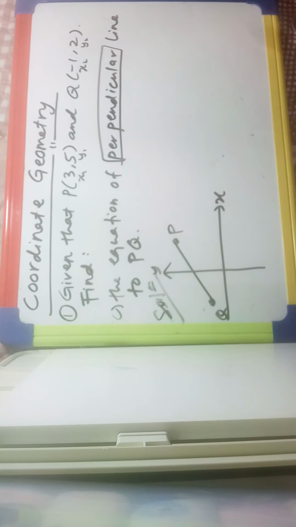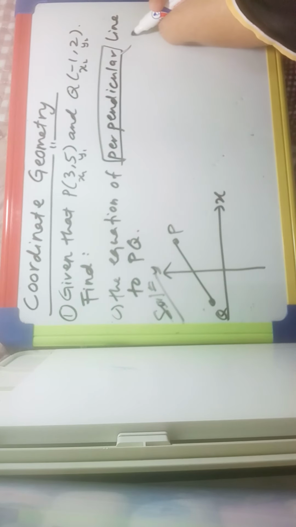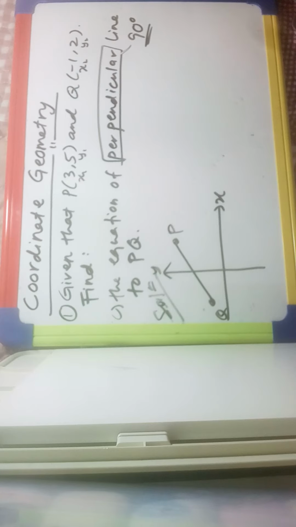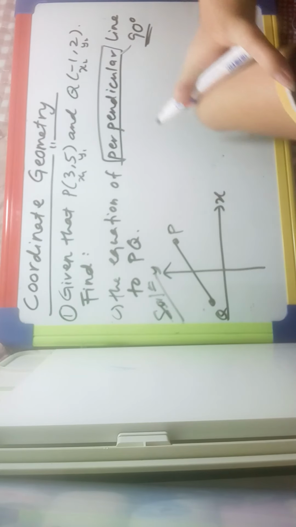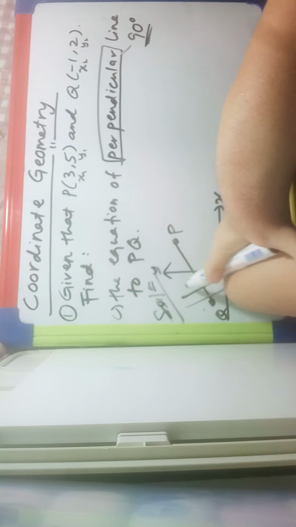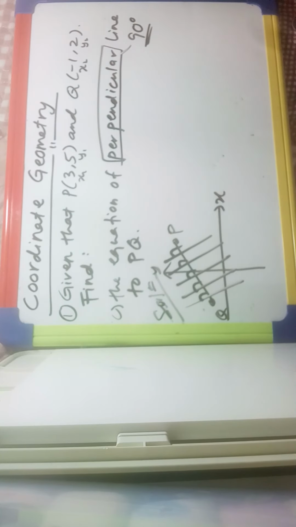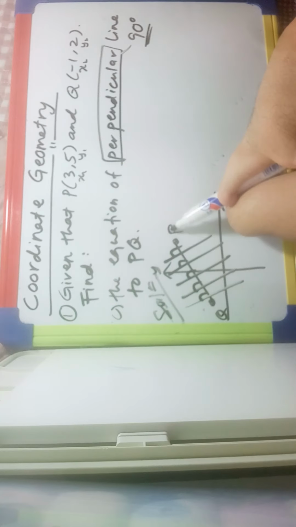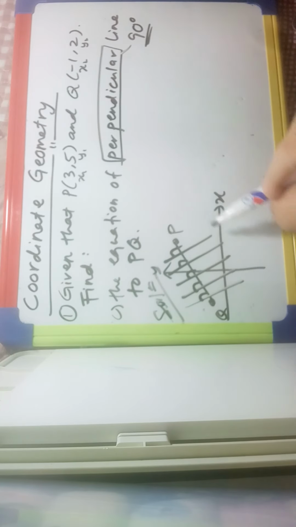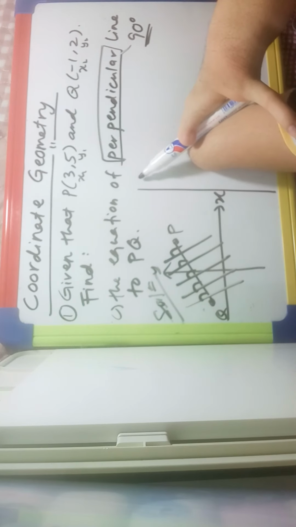This is the x-axis, this is the y-axis. What does it mean by perpendicular line? Always remember, perpendicular means 90 degrees. So based on this sketch, the equation of the perpendicular line means there is a line that is perpendicular to PQ. You see, 90 degrees. It can be anywhere on the line PQ. So this is just an illustration. Now how to do the calculation? Whenever you want to deal with a perpendicular line, always remember the gradient is different.